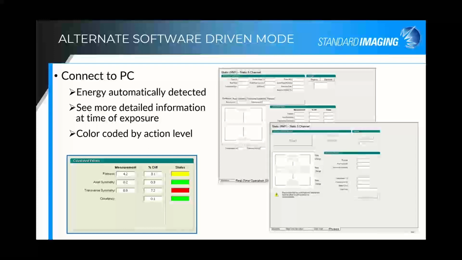And you can see in the lower right of the screen here, I'm showing you also the physics screen, where I mentioned you can get rate and charge measurements, but you can also get those real-time results as well for your flatness and your symmetries. So it just gives you some additional functionality with the software itself.